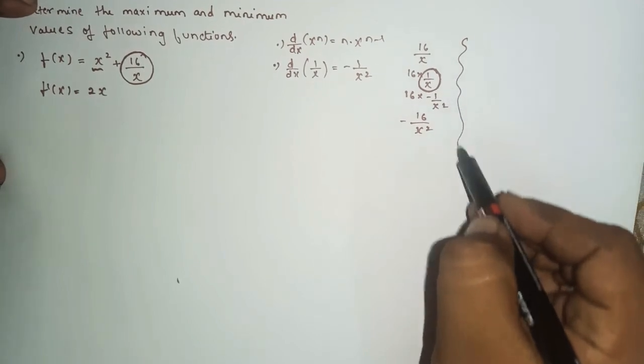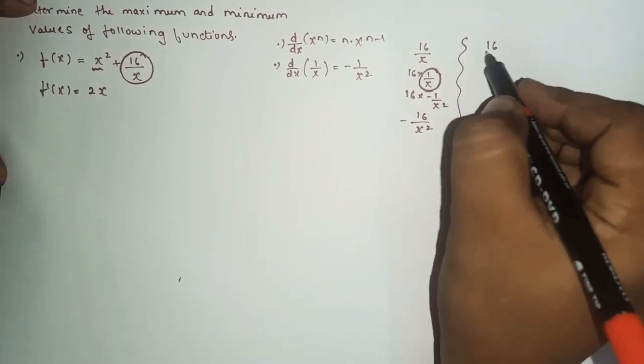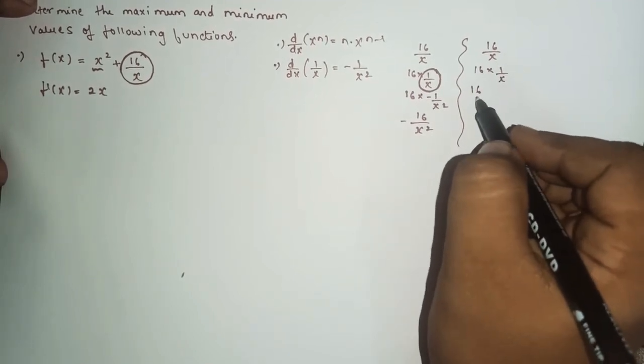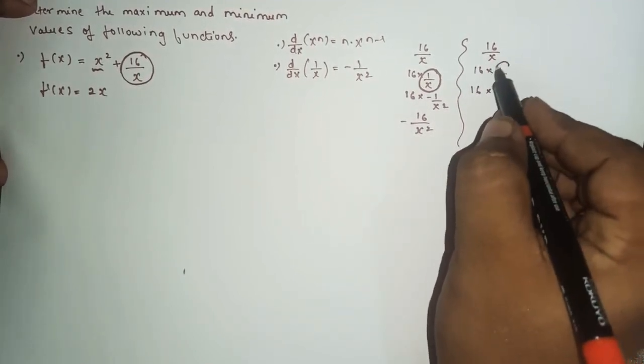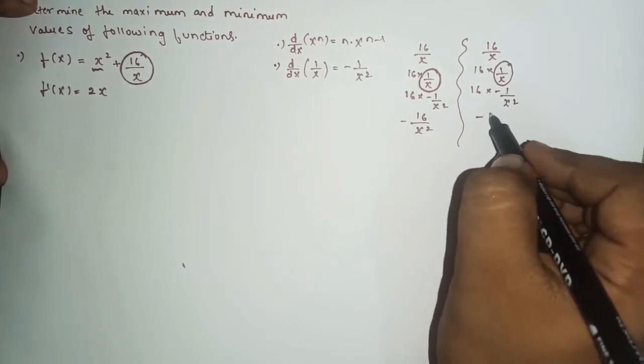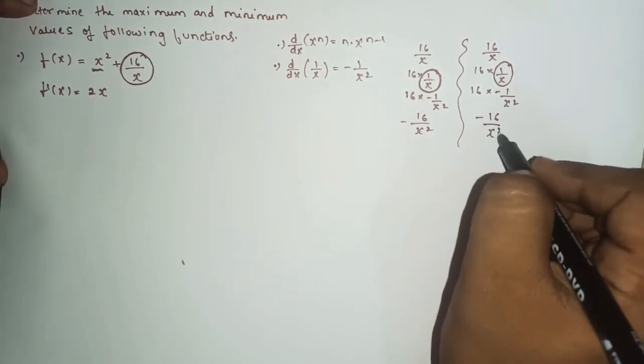Once again I will explain. So this 16 upon x we can write as 16 into 1 upon x. Keep this 16 as it is, as 16 is constant, and we know that the derivative of 1 upon x is minus 1 upon x square. So here the answer will be minus 16 upon x square.